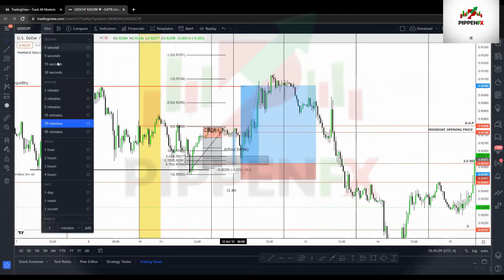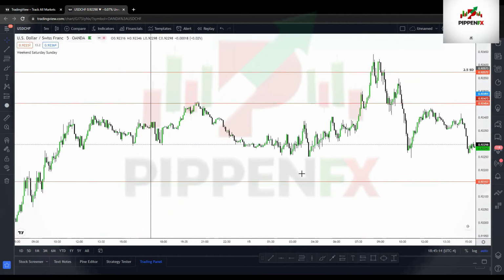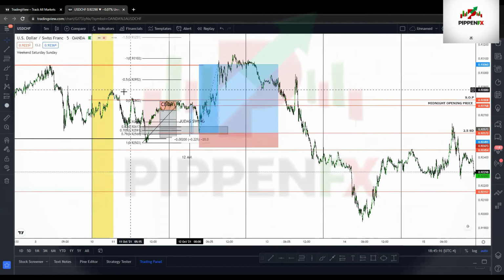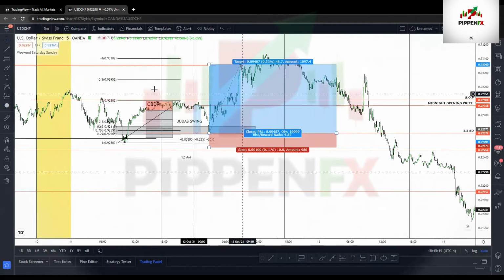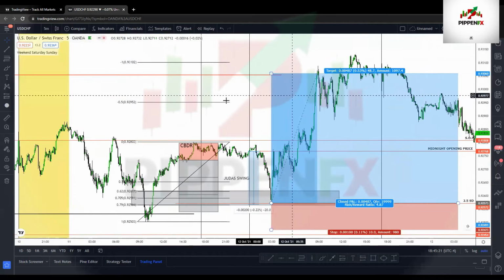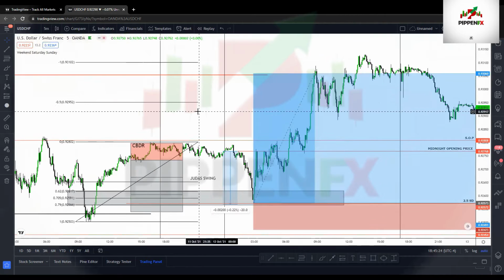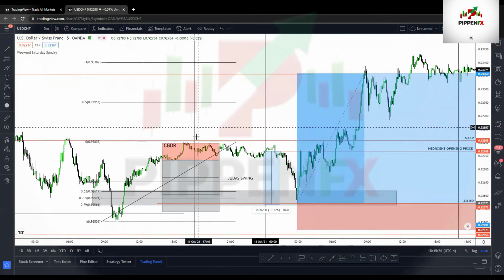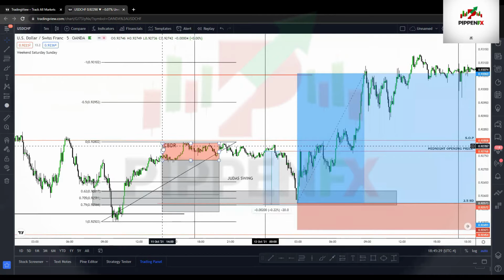So if we move down to a smaller time frame, so I can give you guys a little closer look at the central bank dealers range. Your central bank dealers range will aid you in nailing the high or low of the day in conjunction with other concepts. It starts at 1400 and ends at 2000, or basically 2 p.m. Eastern to 8 p.m. Eastern. Inside of this small range right here, you see it's just a small consolidation range. This is your central bank dealers range.